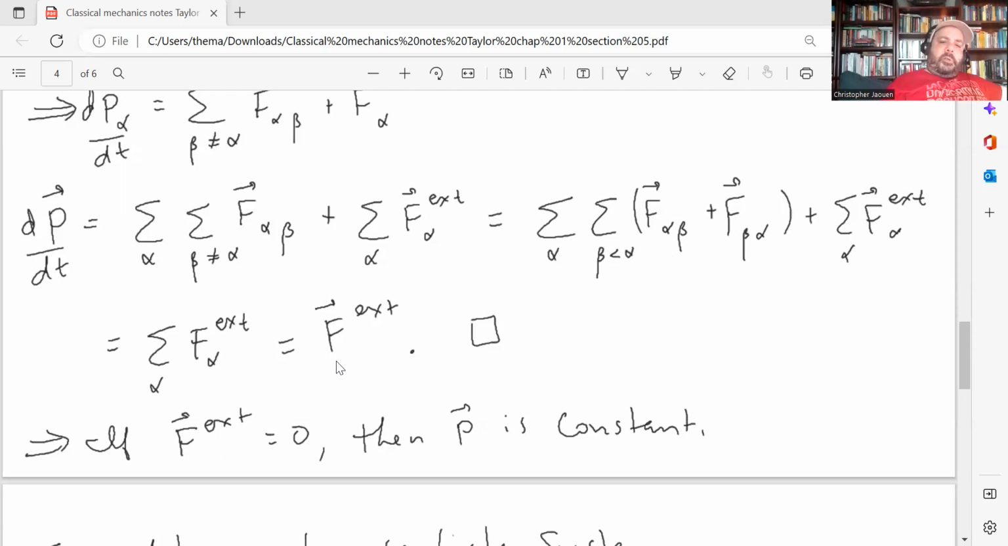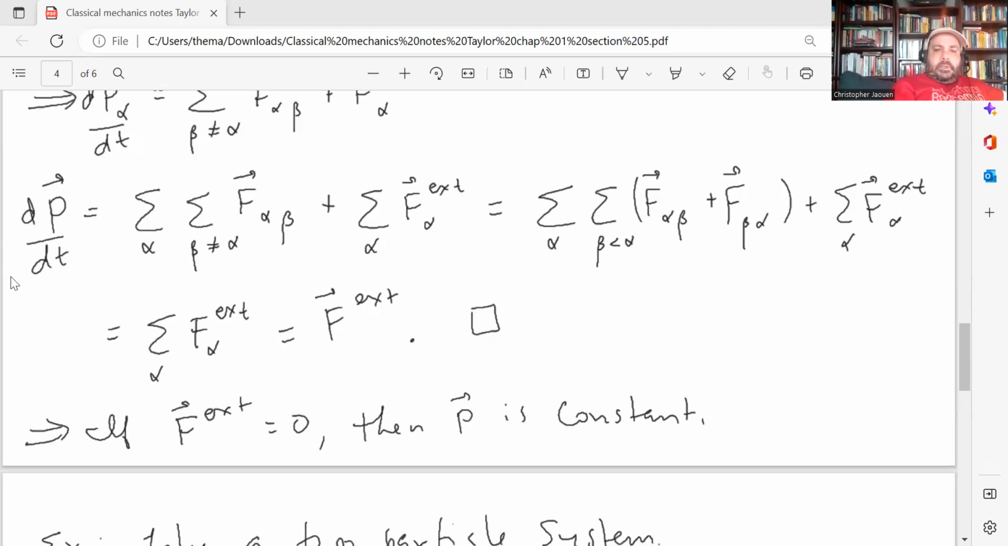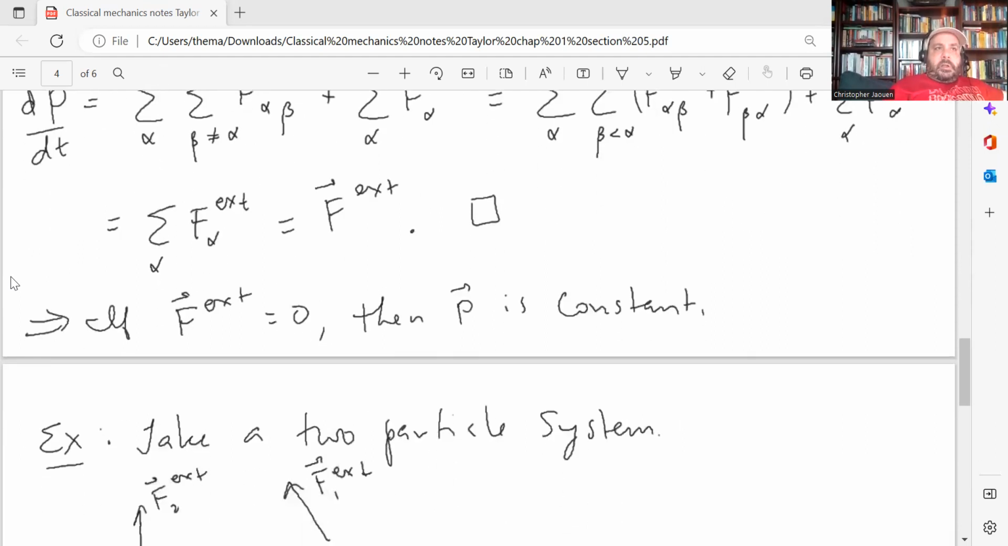Right. So if the total external force on the system is zero, then, because dP/dt is equal to that, if that's equal to zero, that means that the total momentum of the system is constant. So that shows that Newton's third law and the principle of conservation of momentum are equivalent.